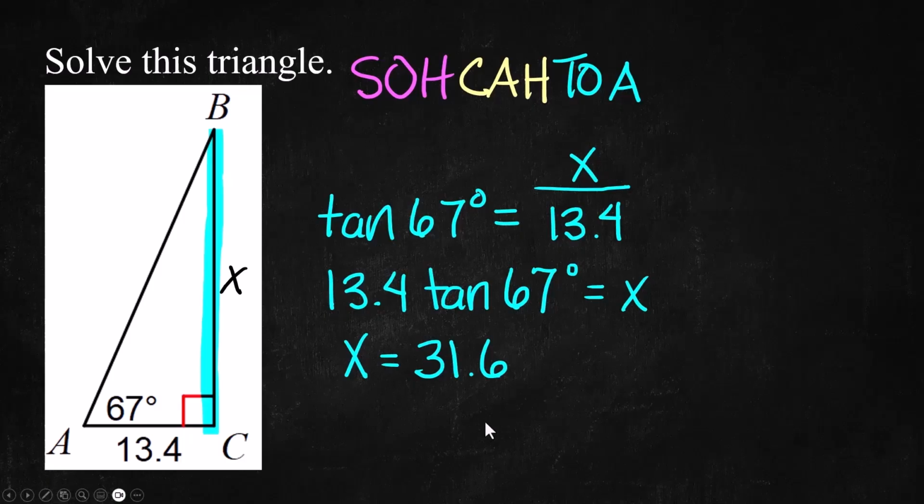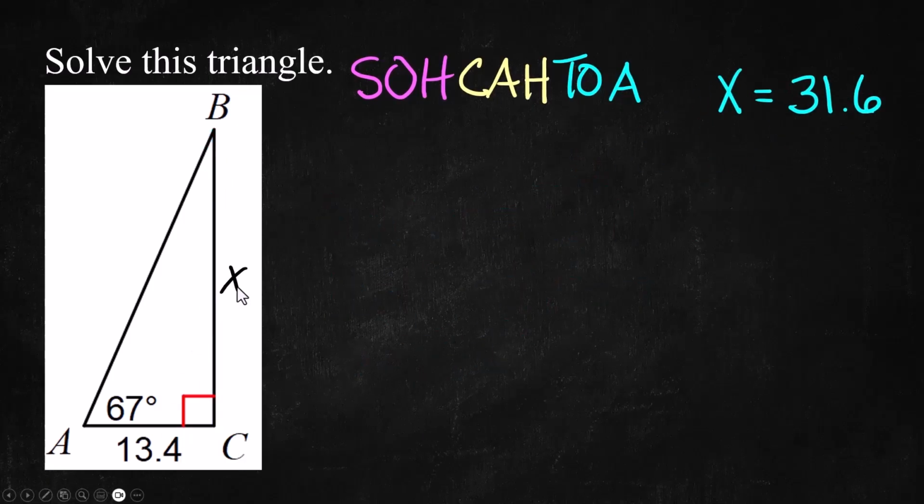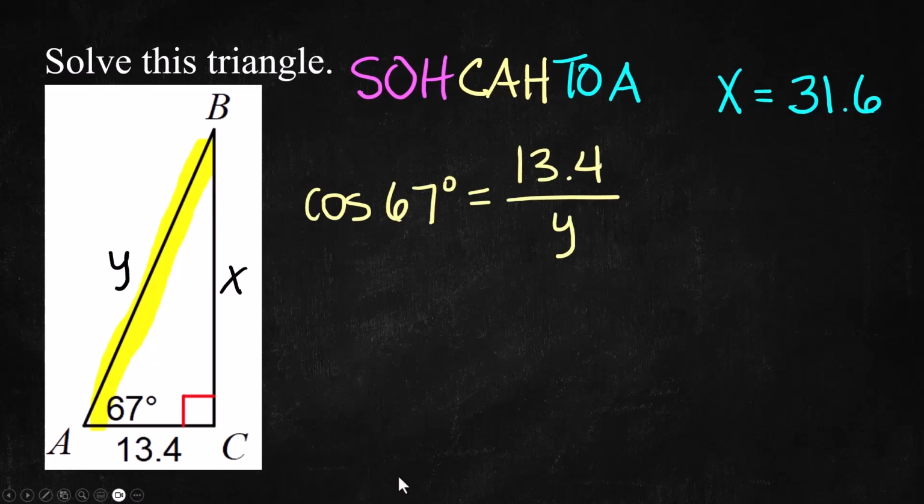Since we are solving the triangle, that is just one thing that we needed to find. Now we need to find the hypotenuse. I'll call that Y. So from here, the 67 degrees, and the adjacent side is still here, so that means I'm going to use cosine. The cosine of 67 degrees is 13.4 over Y. The hypotenuse goes on the bottom, adjacent over hypotenuse.